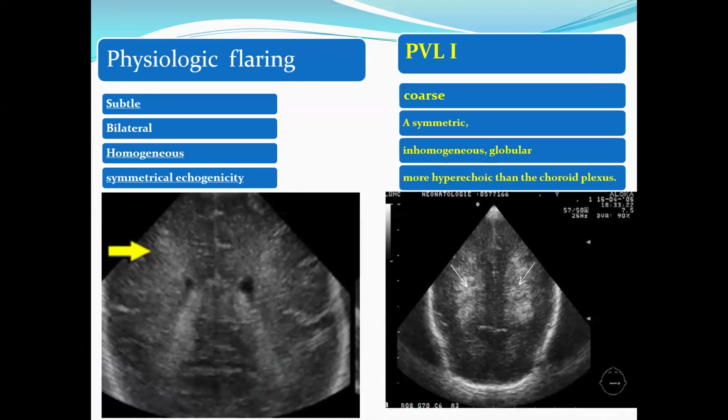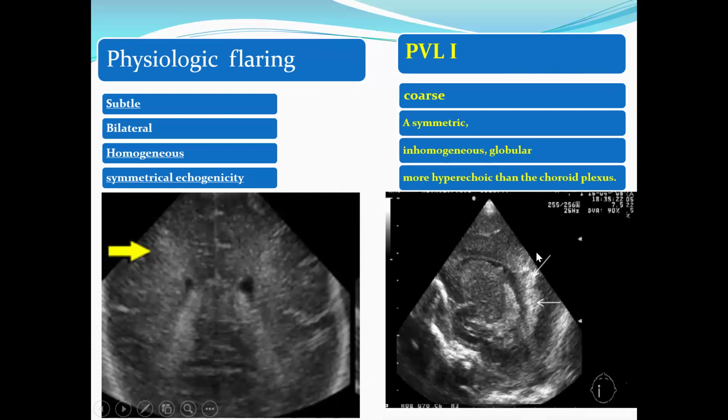How to differentiate between physiological flaring and PVL? Physiological flaring: echogenicity is bilateral and symmetric, subtle, and homogeneous. But in PVL grade 1, it is coarse echogenicity, asymmetric, inhomogeneous, globular, and more hyperechoic than the choroid plexus.